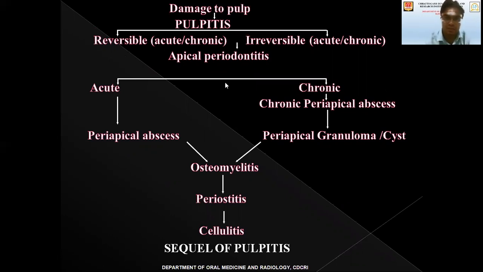As you can see in this flow chart, the damage to the pulp leads to pulpitis. It can be either reversible or irreversible. Once the pulp is totally damaged, the infection reaches the periapical region. First, there is inflammation in the periodontal ligament space, which is called apical periodontitis. From here, if it takes an acute course, it can lead to the acute periapical abscess, leading again to osteomyelitis, periostitis, and cellulitis. If it takes a chronic course, it can lead to the chronic periapical granuloma, periapical cyst, or abscess, and thus leading again to osteomyelitis, periostitis, and lastly to cellulitis. So this is the sequelae of pulpitis.